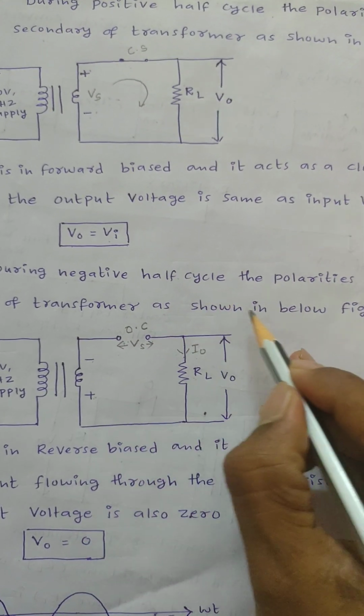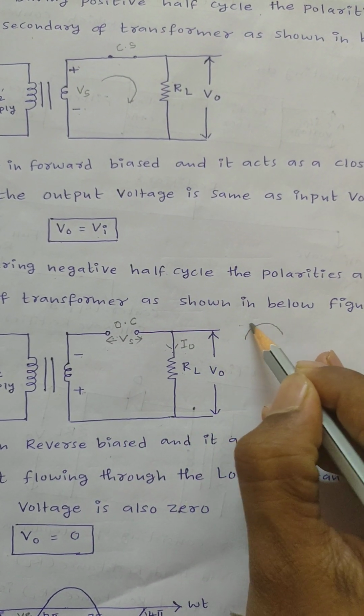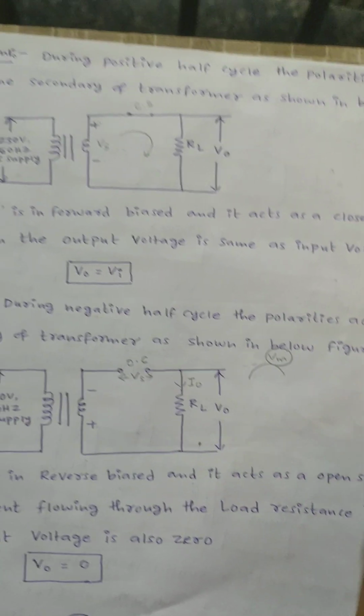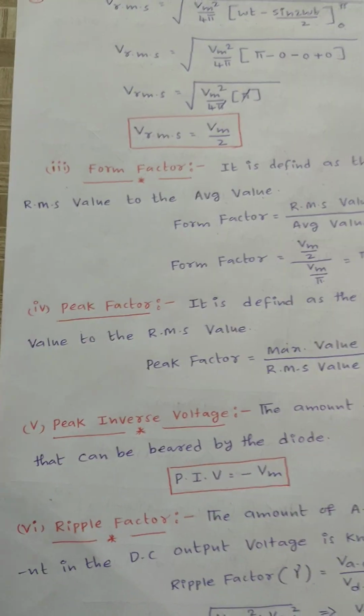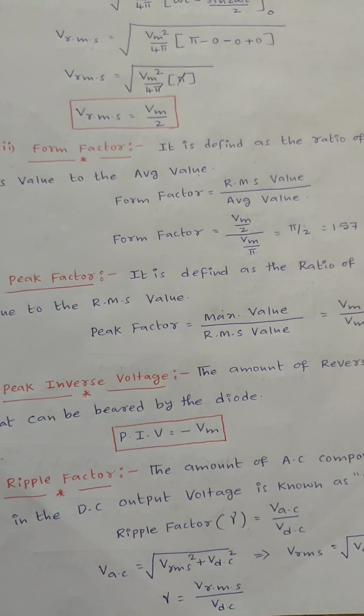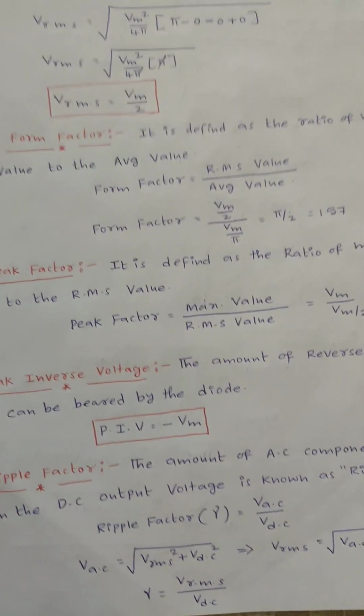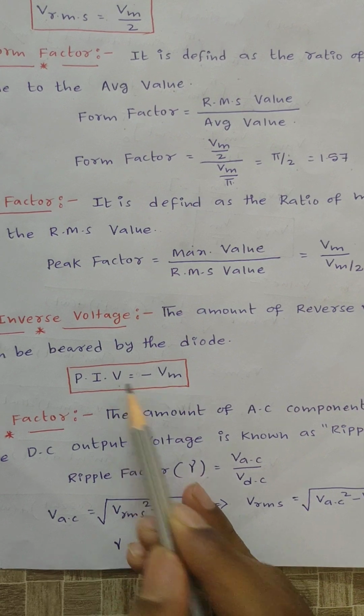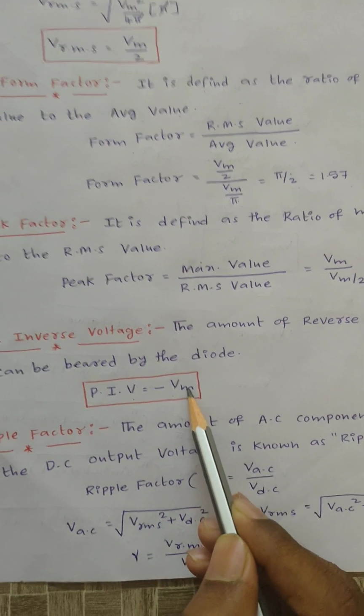In case of AC supply, the maximum amount of voltage will be Vm, right? That means this diode must bear this voltage. That is nothing but peak inverse voltage. Peak inverse voltage is the amount of reverse voltage that can be borne by the diode under reverse bias condition. That is PIV, equal to minus Vm.